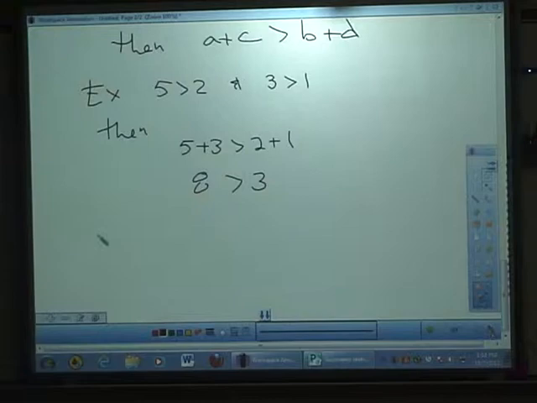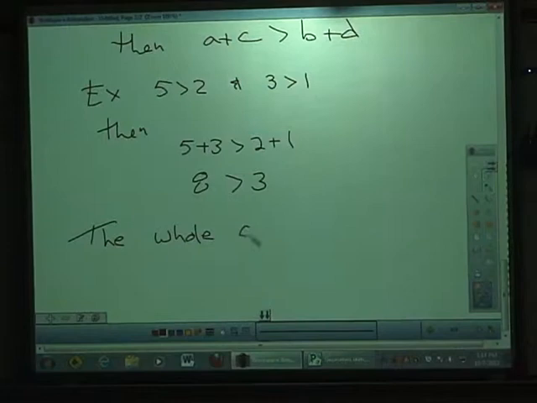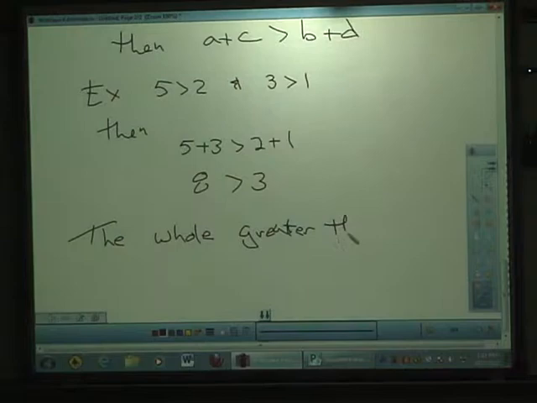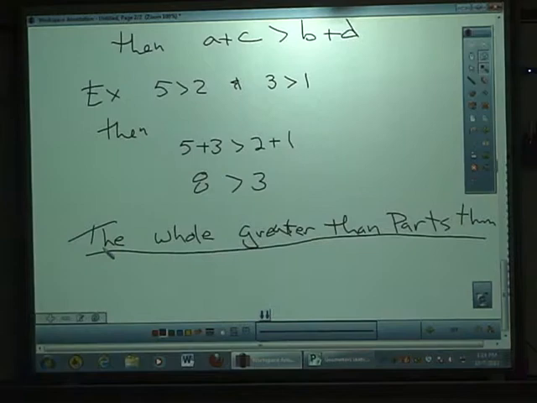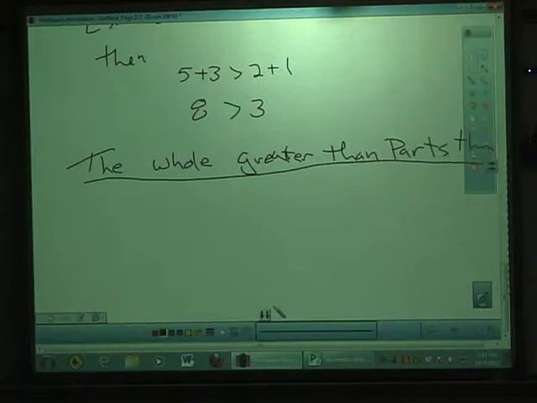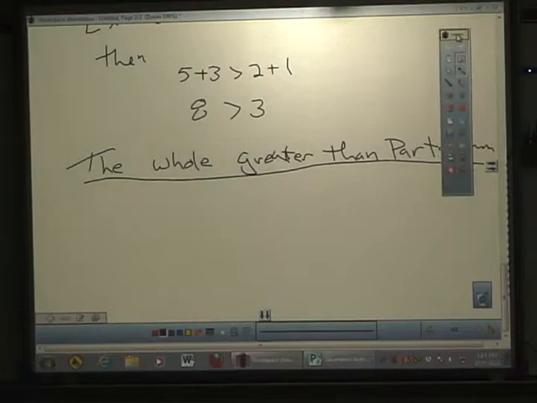And that is the whole greater than parts theorem. Really important. What it says is a whole unit, a whole thing, is bigger than all the parts that make it up. And let me show you how this works. I'm trying to get this out of the way because I want you to see it very clearly.